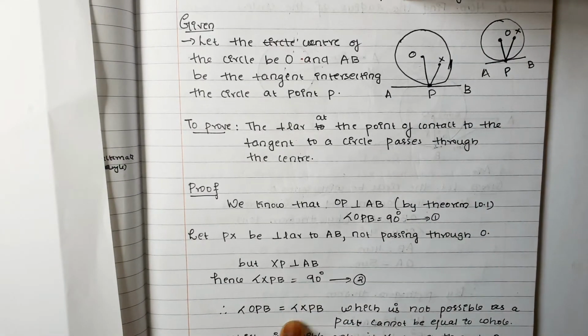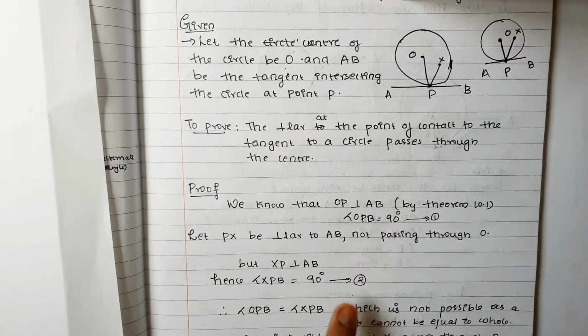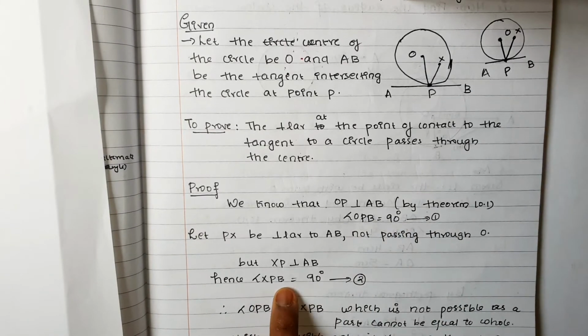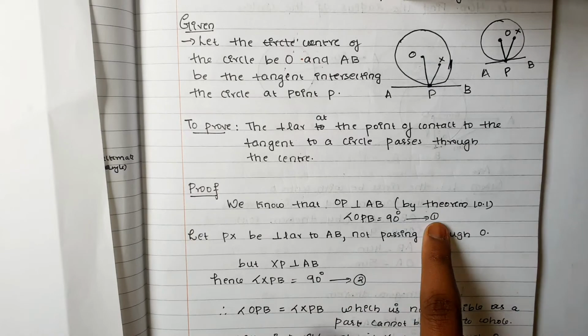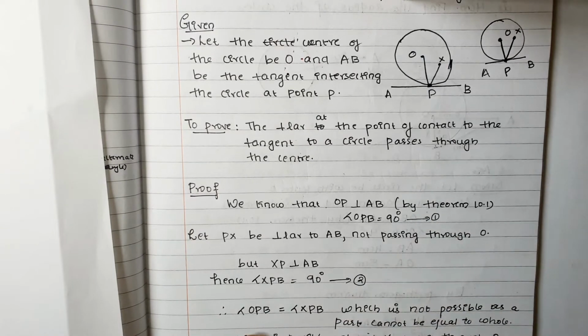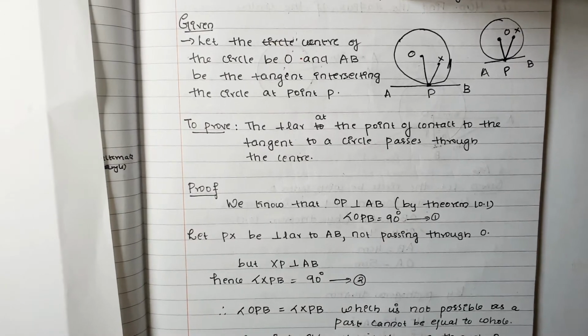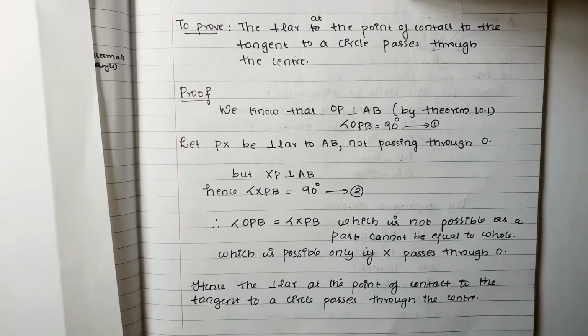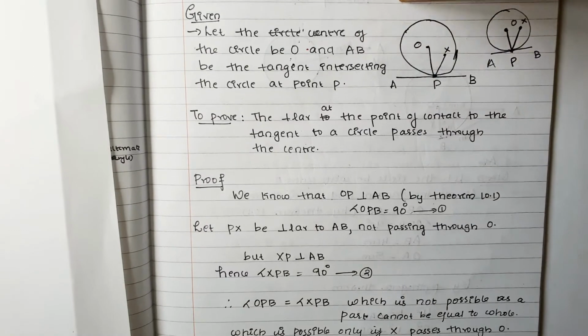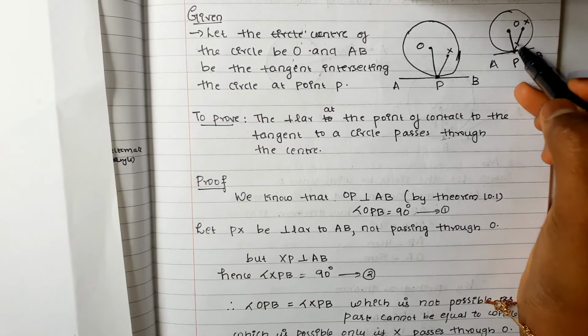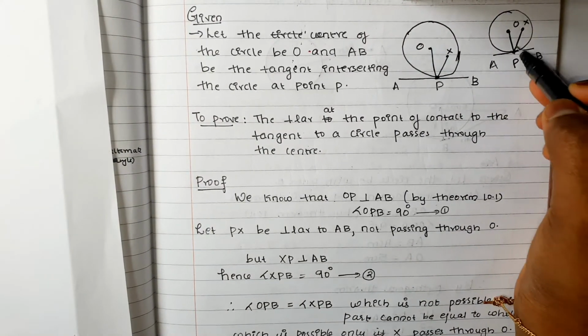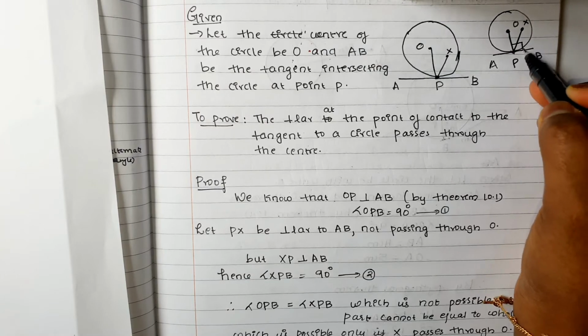But here OPB is equal to 90 degrees. At the same time XPB is equal to 90 degrees. So we can equate 1 and 2. Therefore, angle OPB is equal to angle XPB. Is this possible? Look at the figure. This is our angle OPB. This full is our angle OPB.